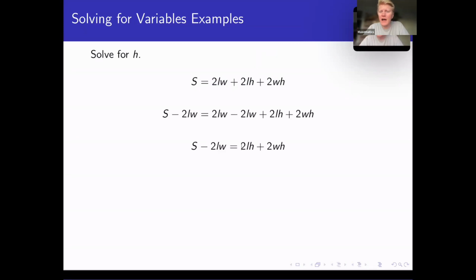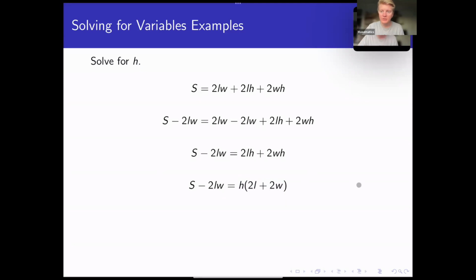Now, not super obvious how we would combine 2 length height plus 2 width height, but what we do notice is that they both have an h in common. Well, think back to P4. If they both have an h, we can factor out h. Okay, last but not least, we have h times 2 length plus 2 width.